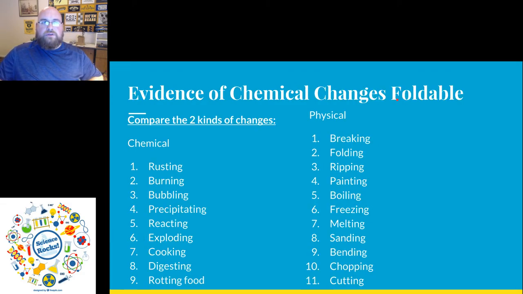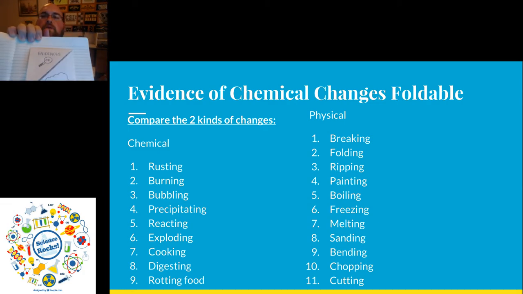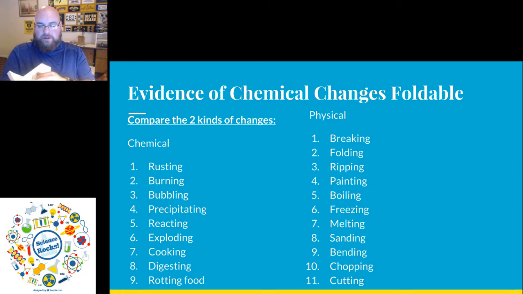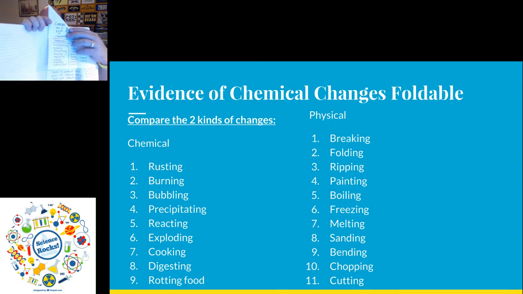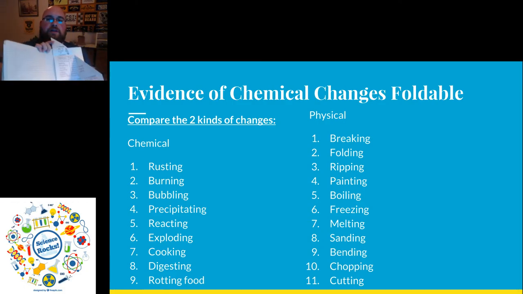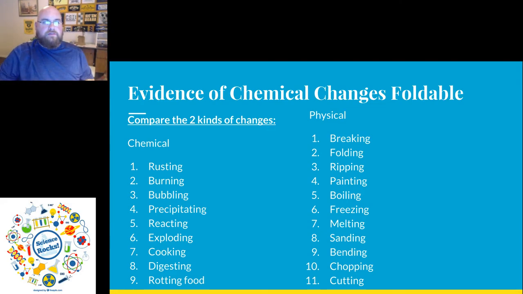Now you need to go to your foldable entitled Evidence of Chemical Changes Foldable. Once you open up the first two folds, it should look like this, and we're going to fill in this information here. I would like you to put a full list of examples of chemical and physical changes that you see here on the slide. You may pause the video so that you can write all of these in those sections.